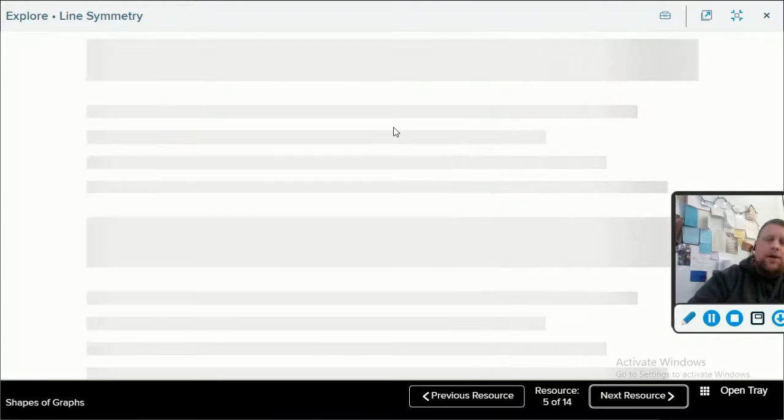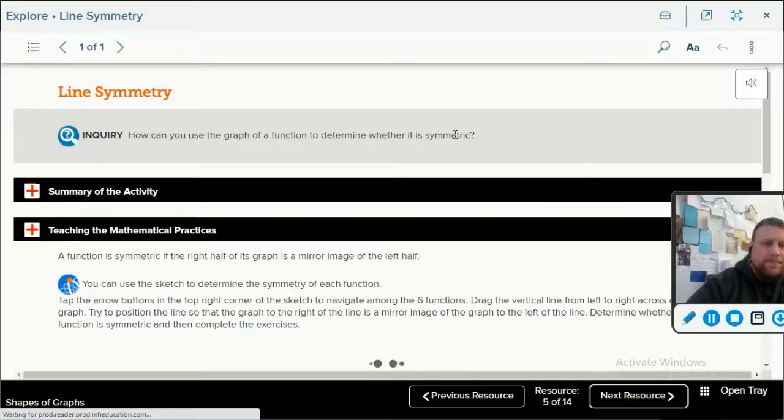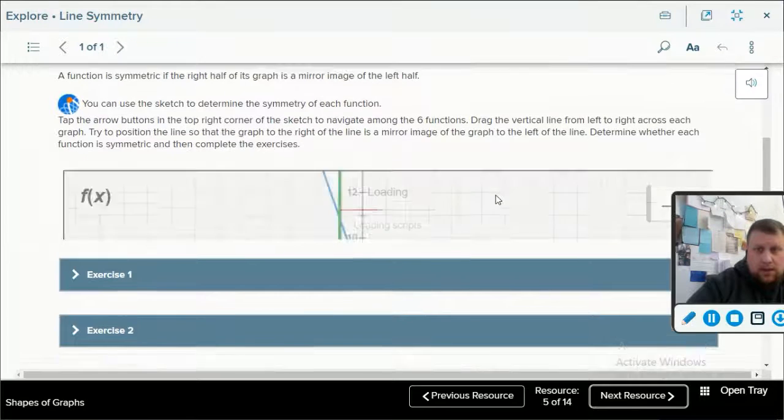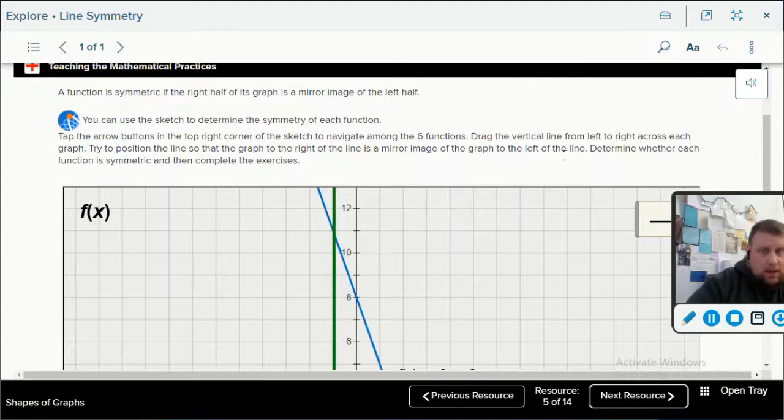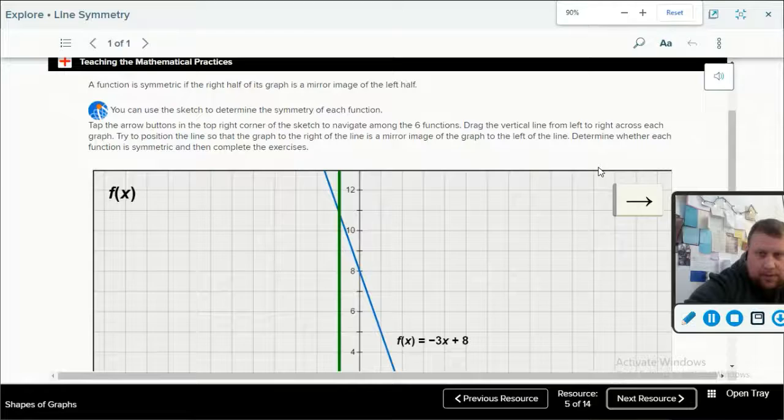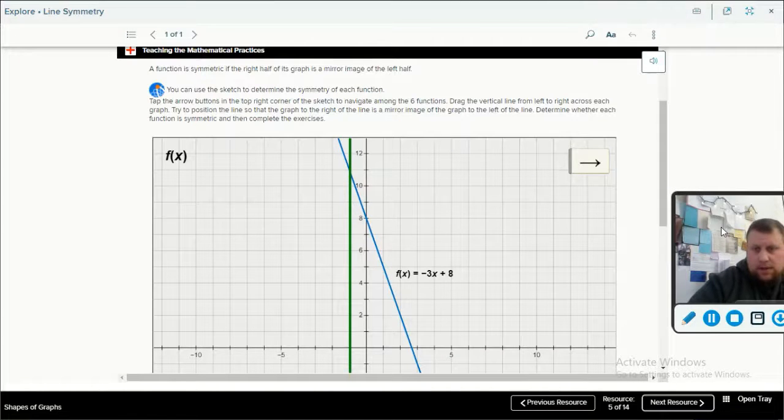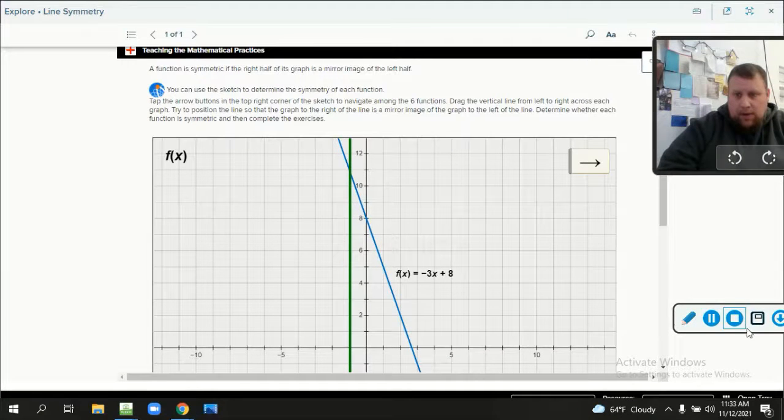Might need to zoom out here, but let's see what happens. Okay. Oh yeah, we're going to zoom out here. We're just going to talk about line symmetry. So let's look at these functions. I'm going to move me up and out of the way a little bit.